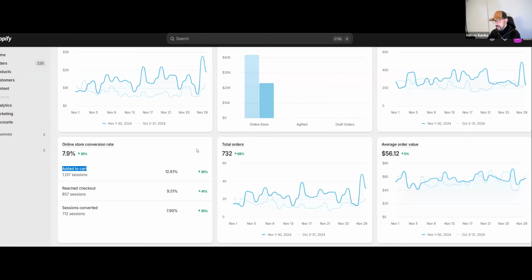So for me, the add to cart rate is the strongest one. A good add to cart rate, and I think we mentioned this in the last episode, is pretty much targeting something in the 5% plus range.